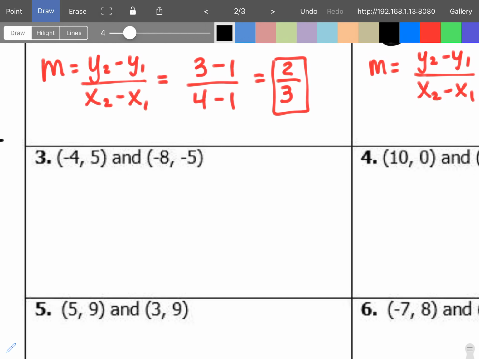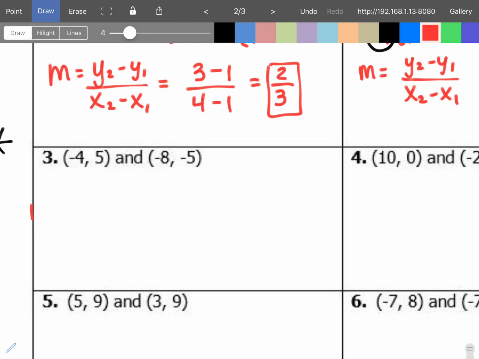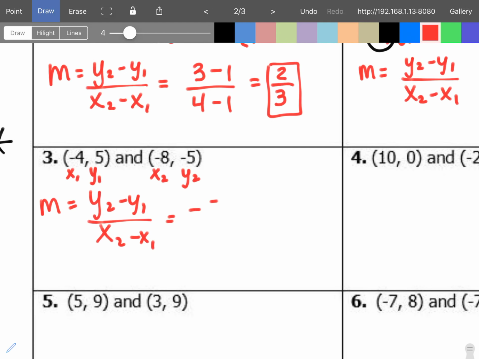I was going to say something crazy is going to happen on this one, but it's not yet. Okay, m equals y2. I forgot to label. So let's label. You don't have to label, but I think it's easier. There's a lot of mistakes that can happen, easy mistakes, even if you understand the whole thing, if you don't label. So make sure to label. What's my y2? My y2 is negative 5 minus my y1. My y1 is 5.